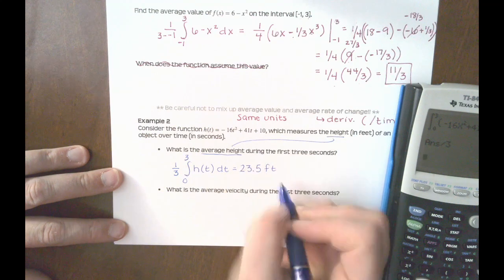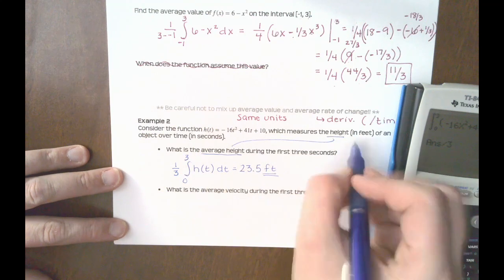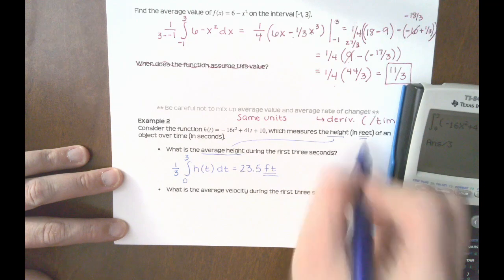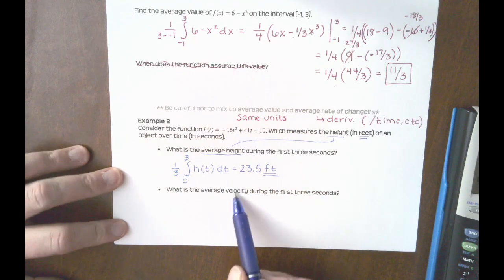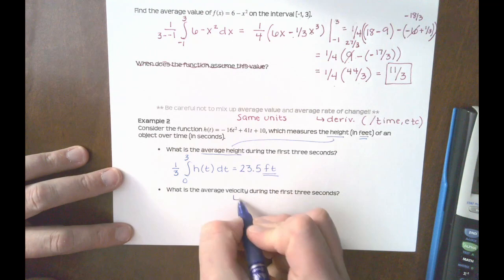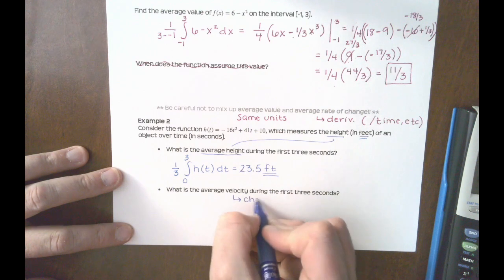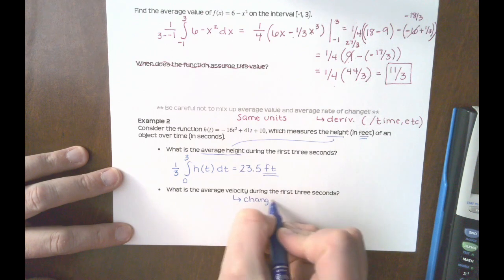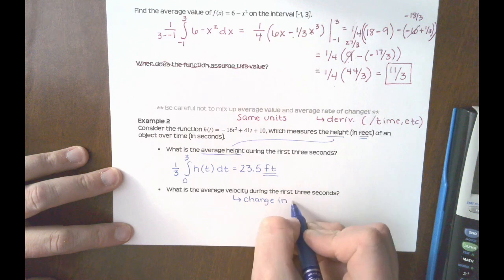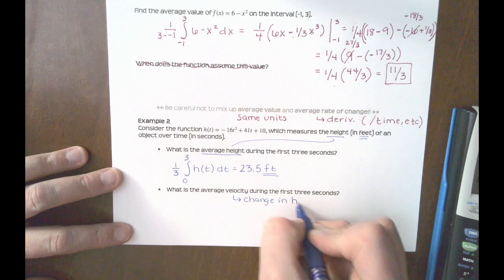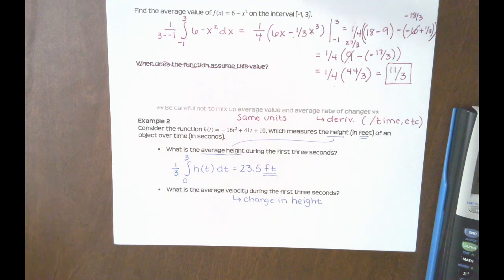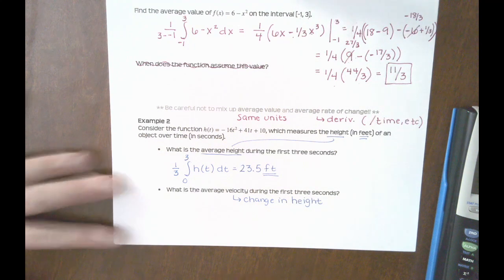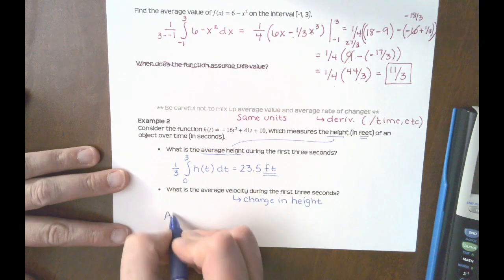And again, notice my units. This is feet, this is feet. My units stayed the same. Okay? Now, if I ask you about velocity, velocity is change, that change word is important, in position, which in this case, position is really the height. So this is not asking you about height, it's asking you about change in height. And that's where we're using AROC.